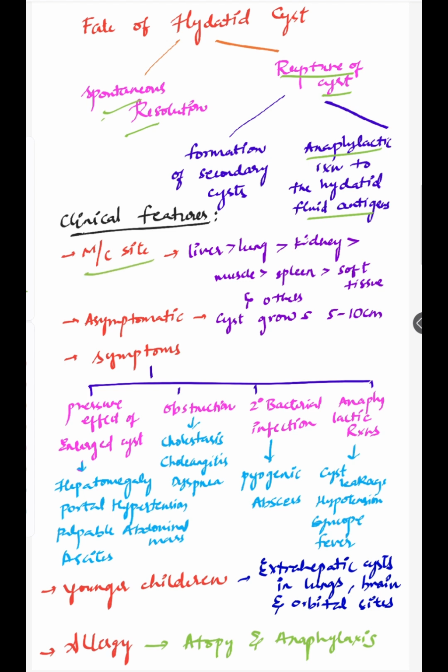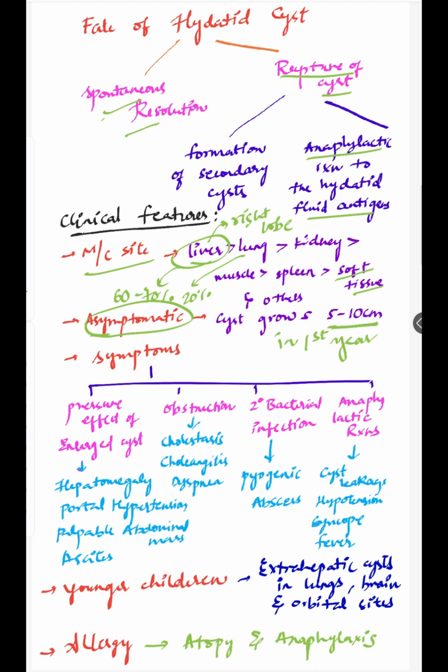The most common site infected is the liver, that is 60 to 70%, and that too the right lobe is infected. After that, lung is infected, maybe in 20% of cases, and next kidney, muscles, spleen, soft tissues, brain and others may be infected. In asymptomatic people, the cyst grows 5 to 10 centimeters in the first year. After that, even in coming decades, the patient may be asymptomatic, that is there will be no symptoms seen.